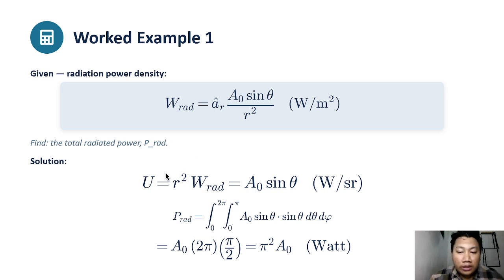Now, we got sin theta from U, and I'm sorry, we also get sin theta from the solid angle. So together they make sin squared theta. After integrating, we get pi squared times A naught watts, and that's our answer.